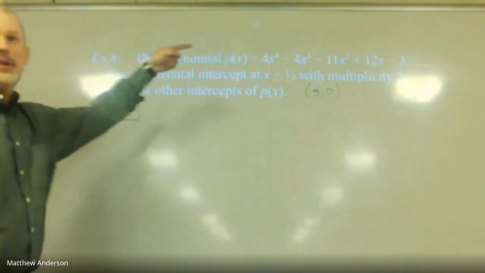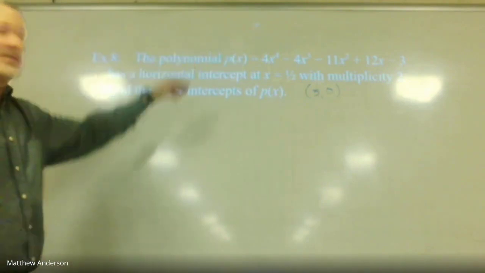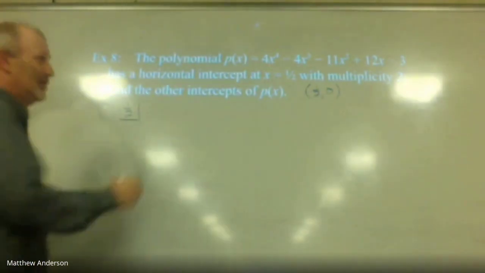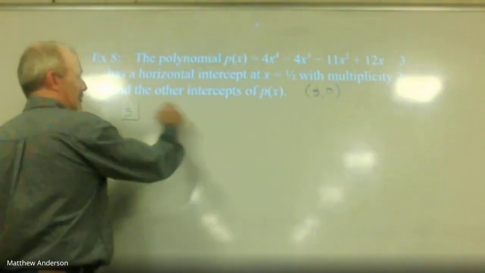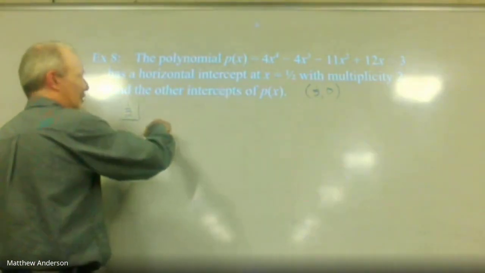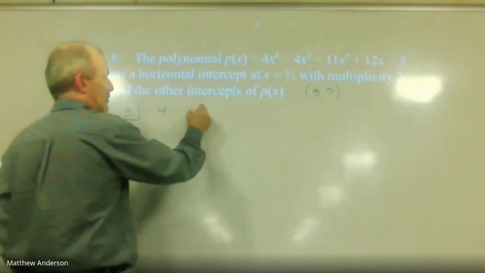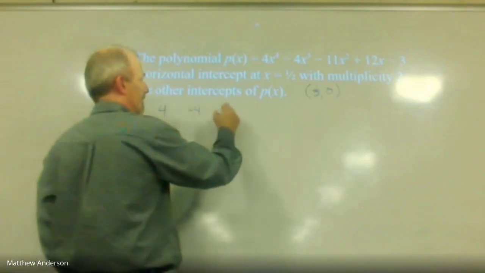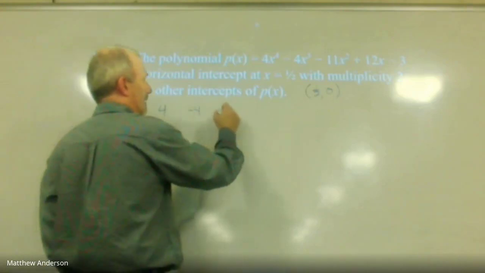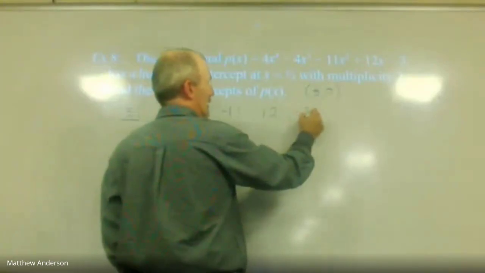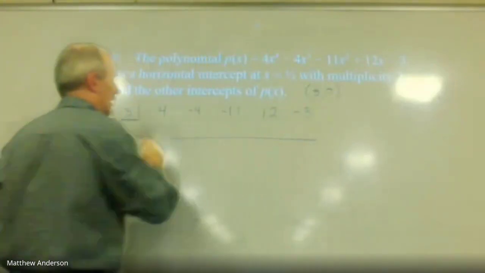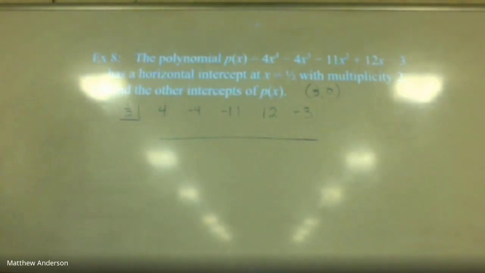So what is the degree? It is 4, but what's the coefficient we have to start with here for our synthetic division? What's the first one going to be? 4, and then -4, and then 11. Yep, and then 12 and -3. Only 1/2 has to be negative then.